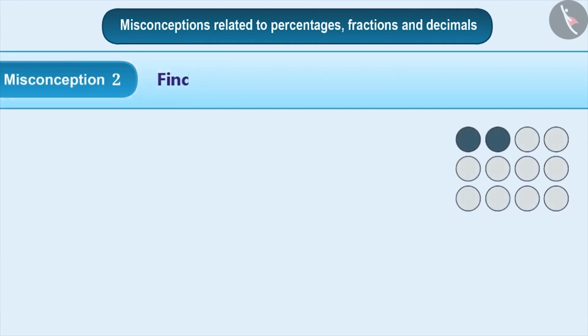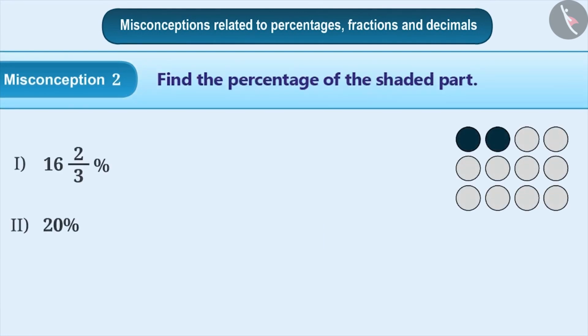Misconception 2. In the given picture, find the percentage of the shaded part. Here, there are a total of 12 circles in which 2 circles are shaded. Therefore, we can say that the shaded part is 2 by 12.